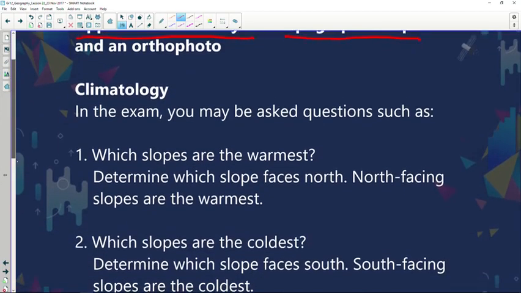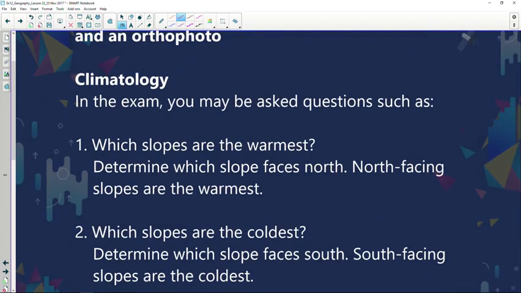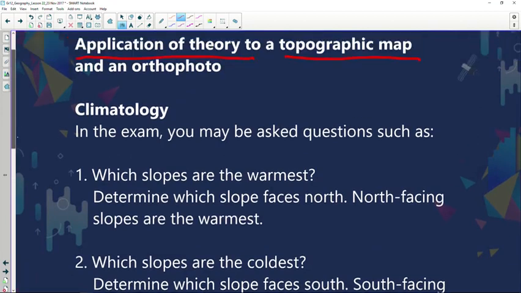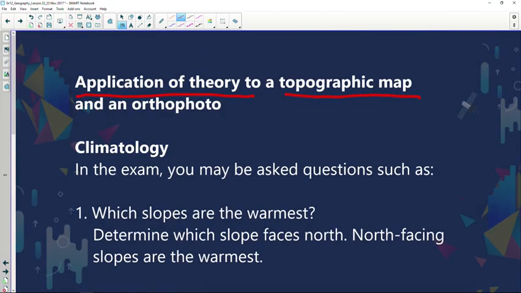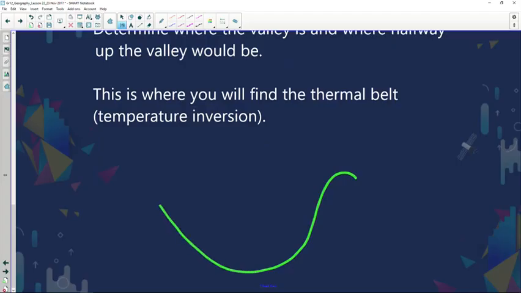Now, for instance, one of the questions that may pop up: which slopes are the warmest? Now, first of all, when we've learned about local climate, we looked at aspect. And I'm just quickly going to draw it over there for you. And when we looked at aspect, right, there's our north-facing slope and there's our south-facing slope.